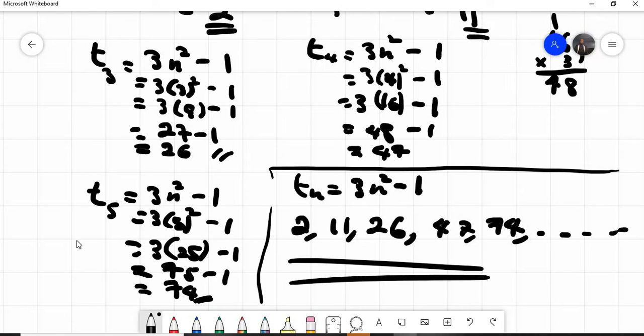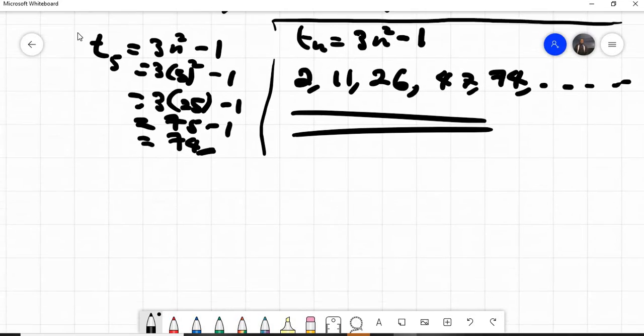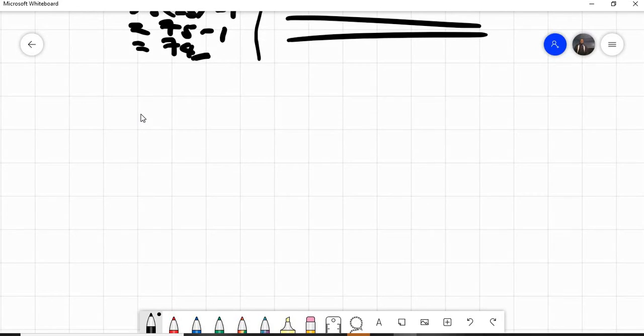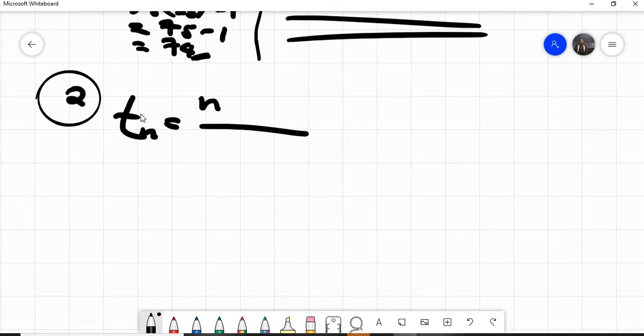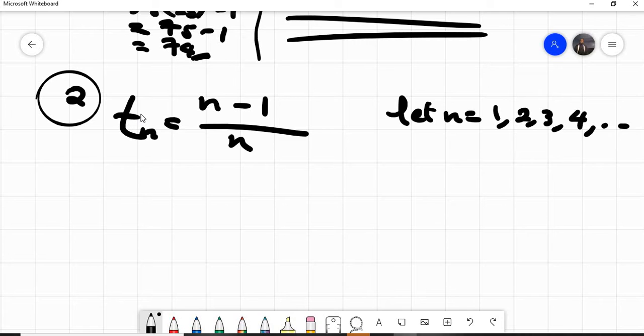They give us the terms, and then we must write the formula. So example 2, we are given Tn, the general term: Tn equals n minus 1 over n. So we're going to say let n equals 1, 2, 3. In this case we're going to go up to 4, because it's going to take a lot.